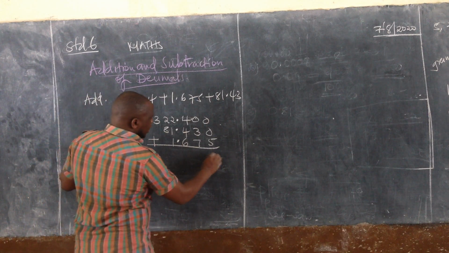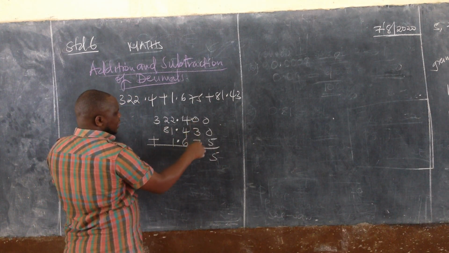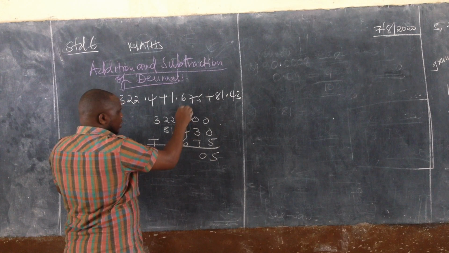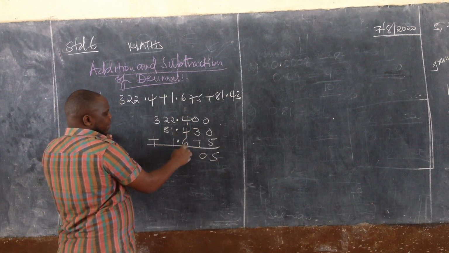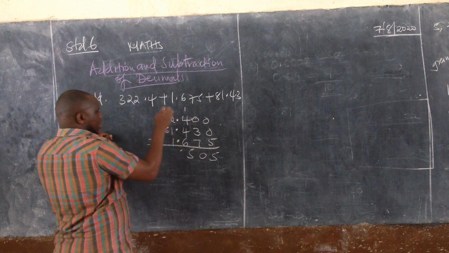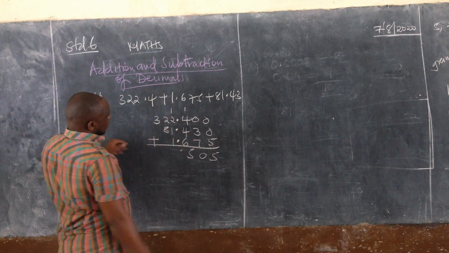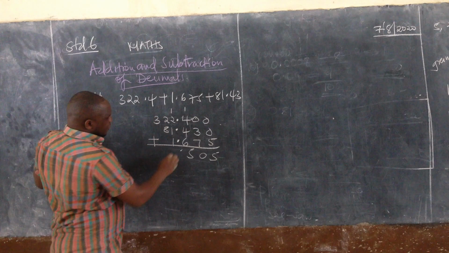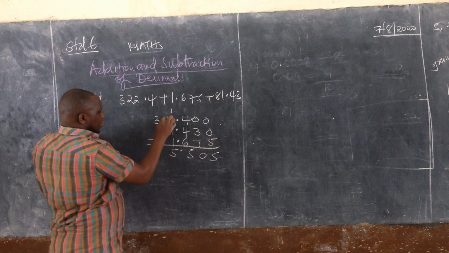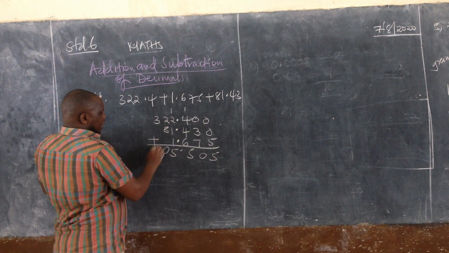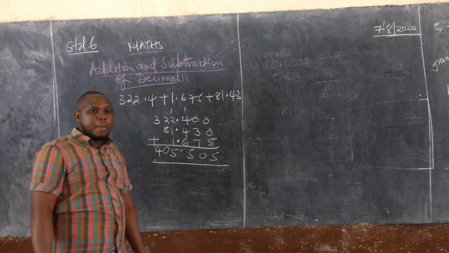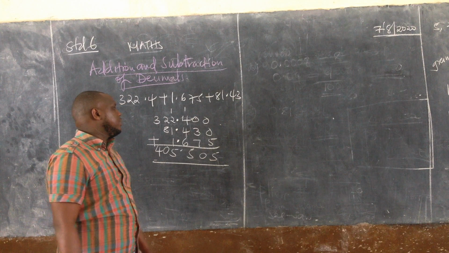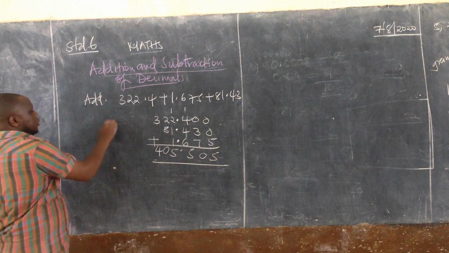So in this case now you add. 5 plus 0 plus 3 plus 7 is 10, carry 1. You place the 1 there. 1 plus 4 is 5. 5 plus 4 is 9. 9 plus 6 is 15, point. Carry 1. Place the 1 there. Then this is 10, 0, carry 1, and you get 4 there. So your answer becomes 405.505. So that's exactly what you're supposed to do.